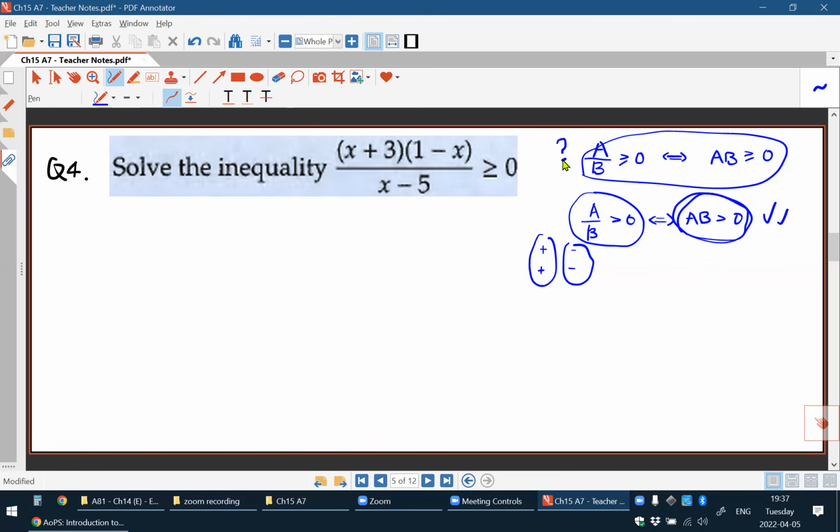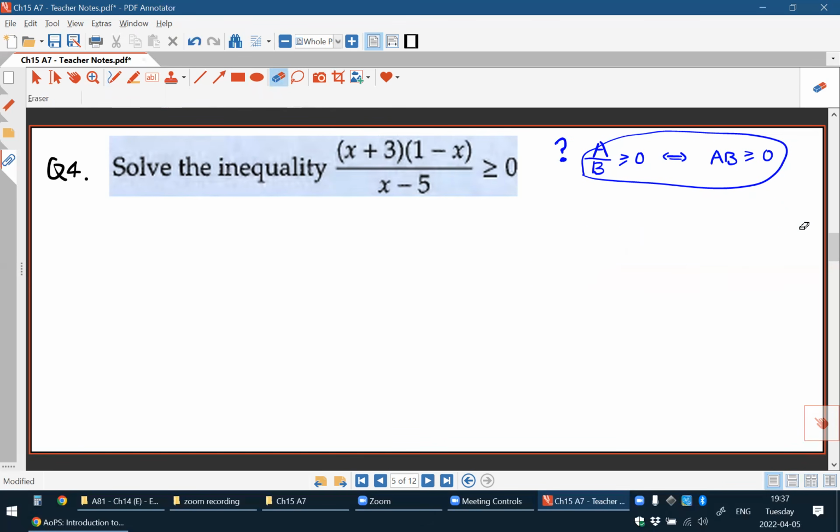And here the question is, if it is greater than or equal to, are these two expressions still equivalent? Did you consider this problem or not? So what's your opinion here?